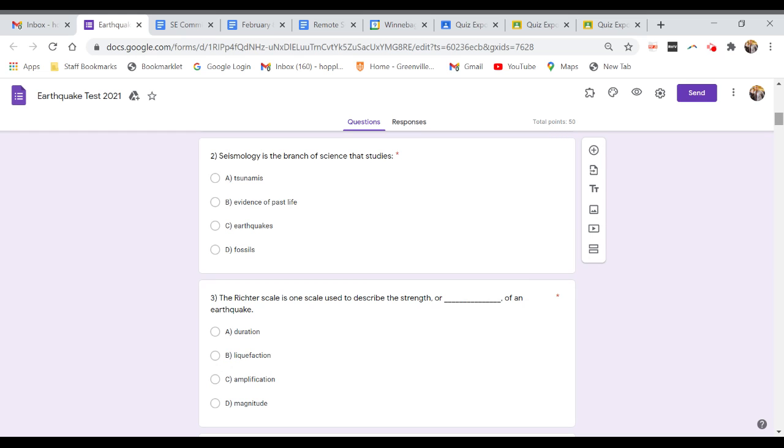Question 2. Seismology is the branch of science that studies what? Tsunamis, evidence of past life, earthquakes, or fossils.